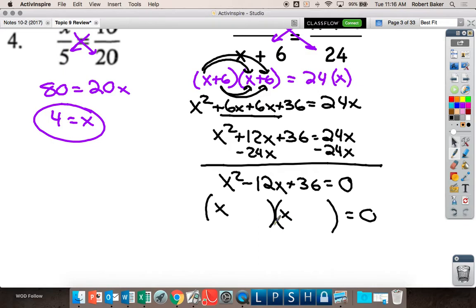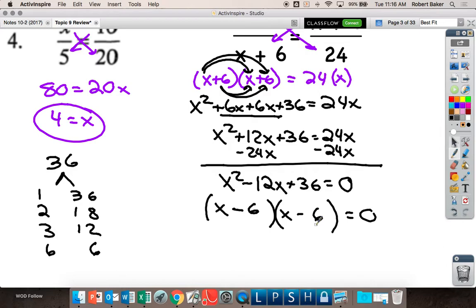Now, I need to take the number 36 and find all the factors of 36 that could possibly make negative 12. Specifically, negative 6 and negative 6, because negative 6 times negative 6 is positive 36, and negative 6 and negative 6 add together and make negative 12. Those are factors. They are not answers, because then you have to set them equal to 0. x minus 6 equals 0.